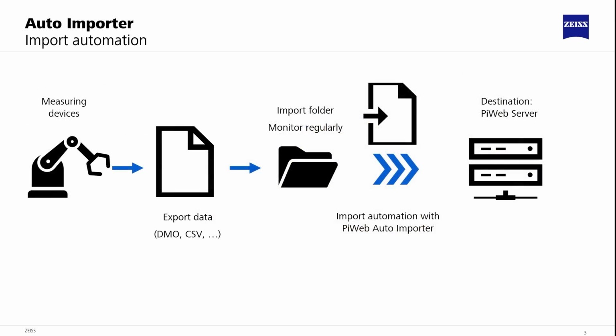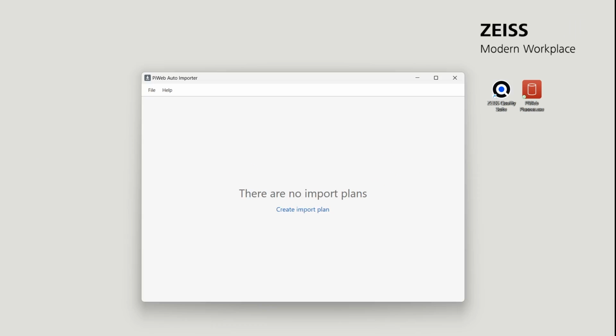The import process starts by placing the exported files with measurement data in the import folder on your device or network. PiWeb Auto Importer is configured to monitor this folder regularly. When a file is placed in the folder, PiWeb Auto Importer analyzes the file type. If it is compatible with PiWeb, the Auto Importer imports the data. If the format is incompatible, the file is moved to a predefined backup error folder. Now, let's look at the steps in PiWeb Auto Importer.